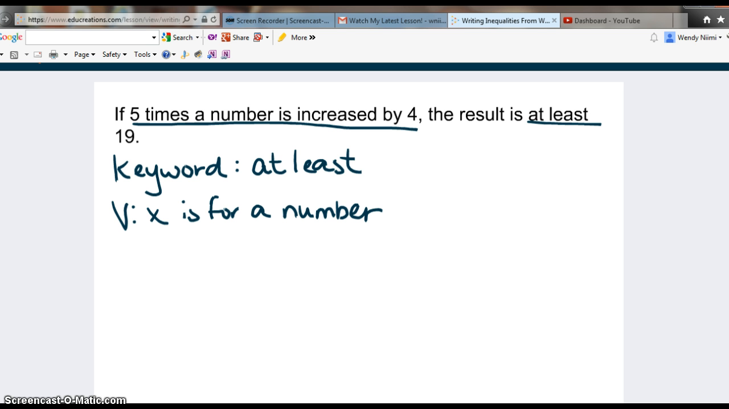So starting off on our left side, we have 5 times a number is increased by 4. So we have 5 times a number, so 5 times our variable. We don't know what the number is, so we're going to use x. So 5x. Then we have is increased by 4. Increased by means add, so we're going to add 4 to 5x. And that needs to be at least 19, so we're going to have greater than or equal to 19.